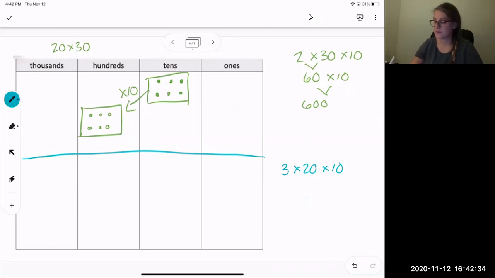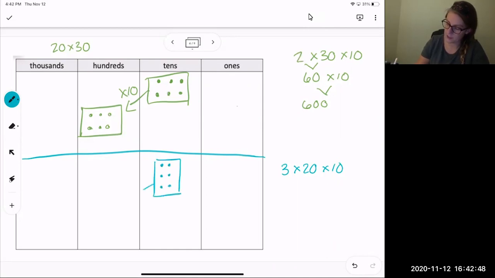And this one would be almost the same, except we're doing 3 groups of 20, or 3 groups of 2 tens. And then times 10.